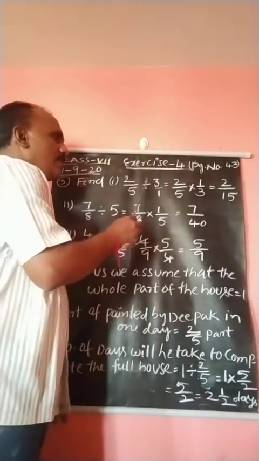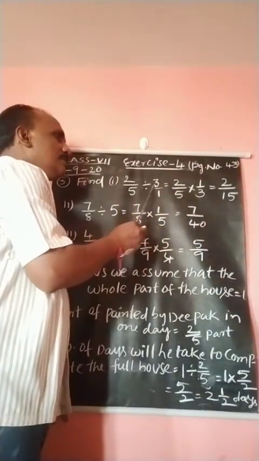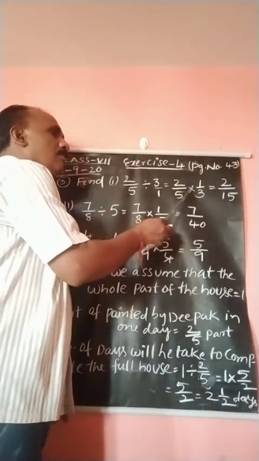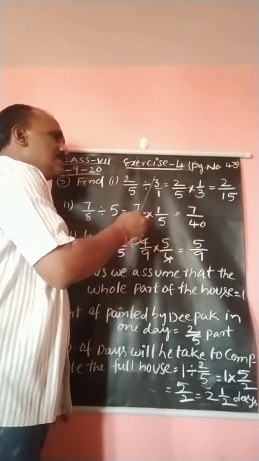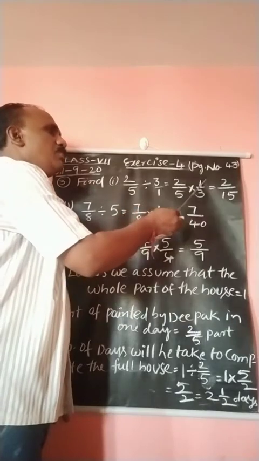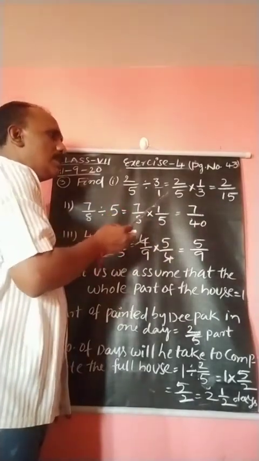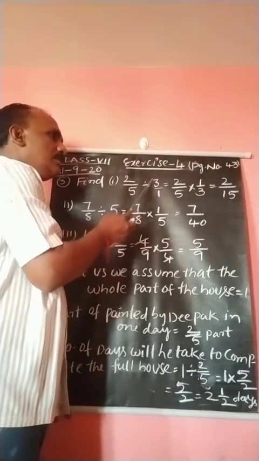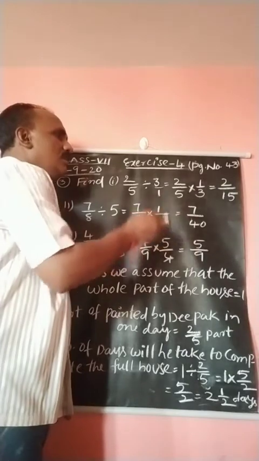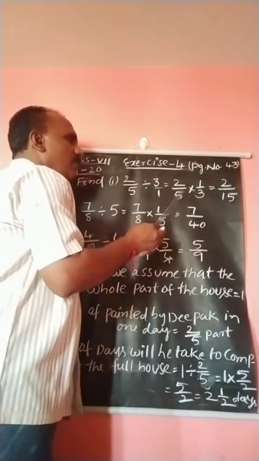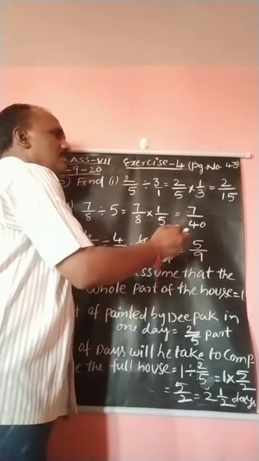2 by 5 divided by 3 by 1 means 2 by 5. The divided by can change into multiplication. Once you change the division into multiplication, the next fraction immediately takes its reciprocal. Reciprocal means interchanging of numerator and denominator. 3 by 1 becomes 1 by 3. Now 2 by 5 into 1 by 3 is equal to 2 ones are 2, 5 threes are 15.